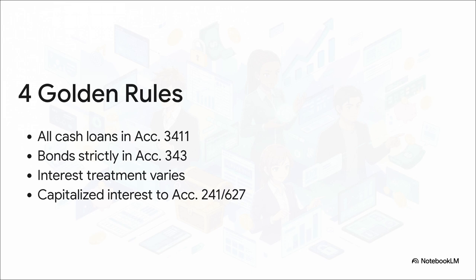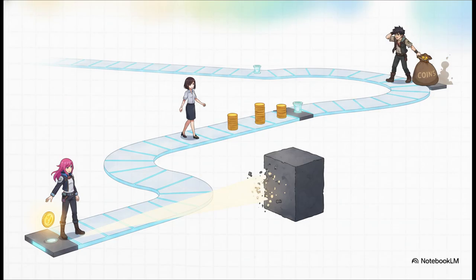Third, how we treat interest depends entirely on the payment method you've agreed to. And fourth, if your interest qualifies for capitalization under VAS 16, it bypasses the expense accounts entirely and goes straight to account 241 or 627. So let's detail those interest methods.